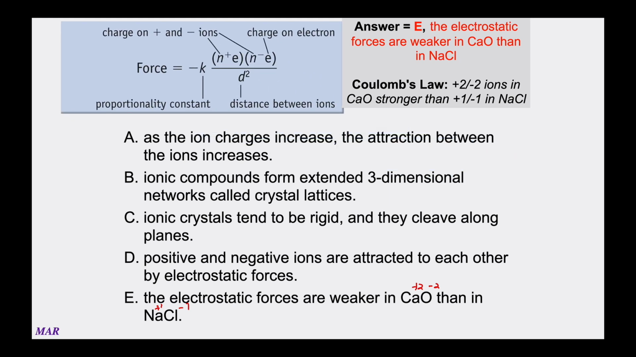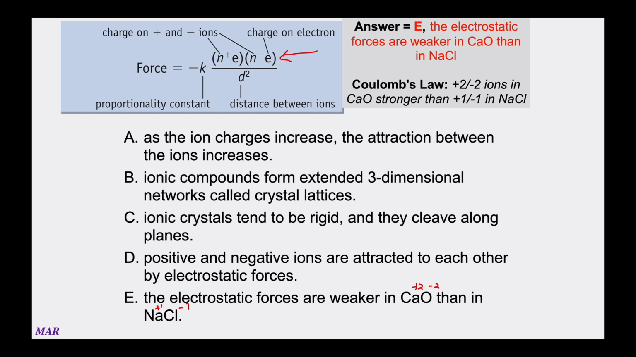And again, we're not going to use this explicitly, but the top part here is what I'm focusing on in this problem. In sodium and chloride, you have 1 positive and 1 negative, essentially. So 1 times negative 1 is like negative 1. On the other hand, for calcium oxide, in the top part, you'd have positive 2 times negative 2. That's a factor of 4. So the calcium oxide has much stronger forces.